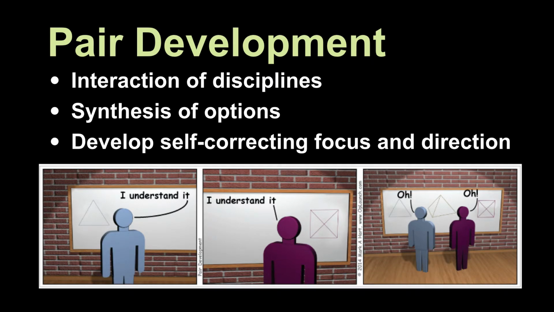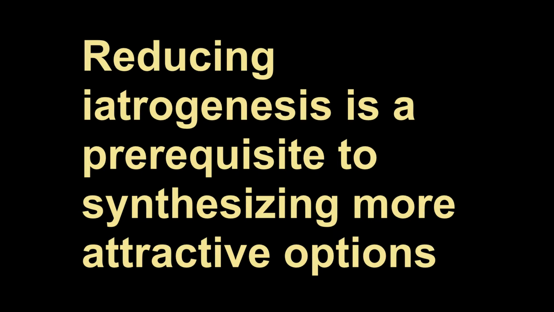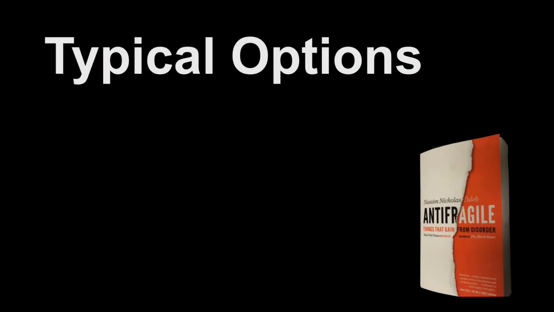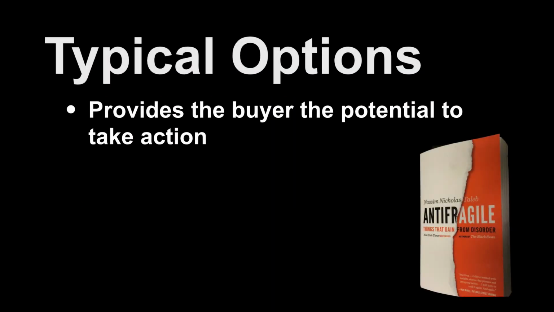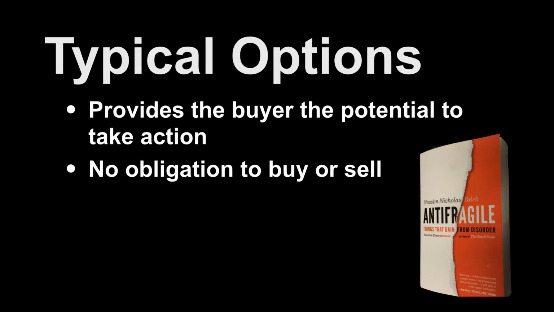The purpose is to develop a self-correcting focus and direction informed by the analysis of multiple perspectives. Reducing iatrogenesis is a prerequisite to synthesizing more attractive options. A typical option, such as a financial option, provides a buyer with the potential to take action by a specified date without an associated obligation to buy or sell.